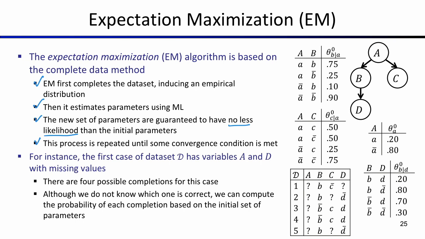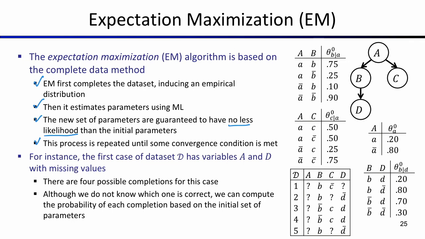So the main problem now is how to complete the data set, so we can use the complete data techniques that we know in order to estimate the maximum likelihood parameters. And we're going to see that we don't know the completion of the cases, but we can make inference over the Bayesian network in order to compute them.